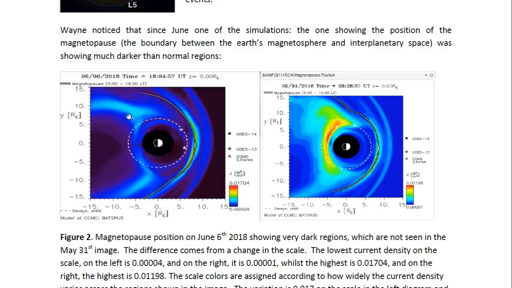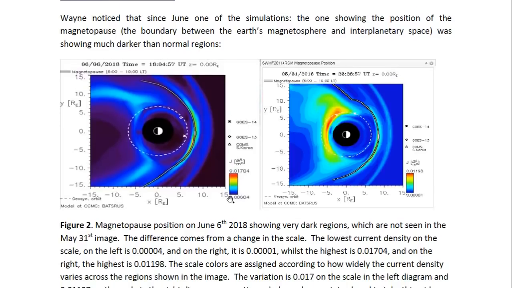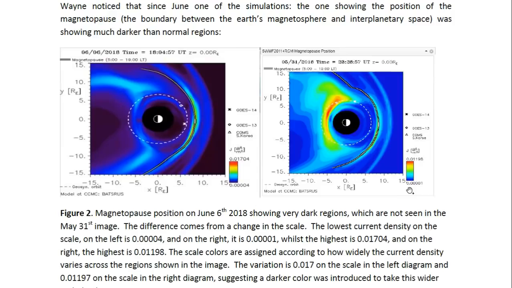And this means that we would have a variation. There would be some region or some point somewhere that would have the lowest density reading for a particular frame of the simulation, and there would be a region that would have the highest, and that would provide what is placed on the scale. So in this particular scale, we have the lowest density that was simulated to have occurred in the region under simulation was 0.00004, and the highest was 0.01704. And in this one, we have the lowest was 0.0001.